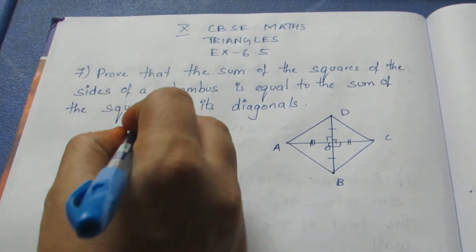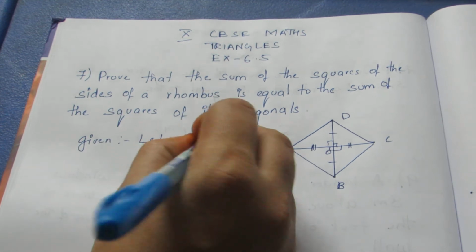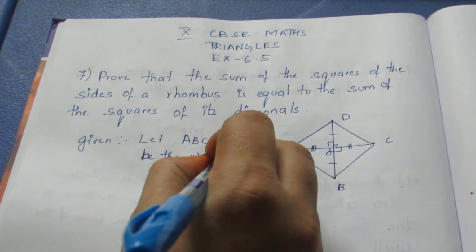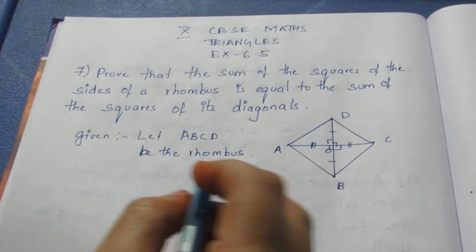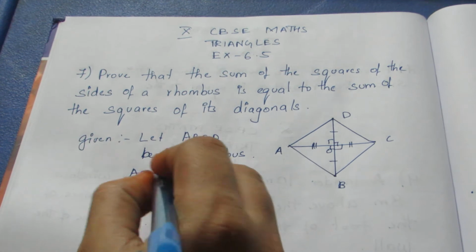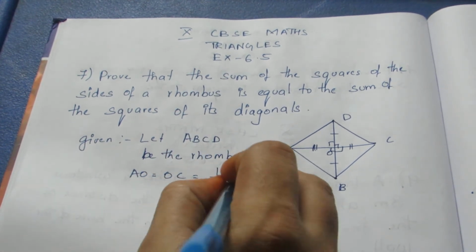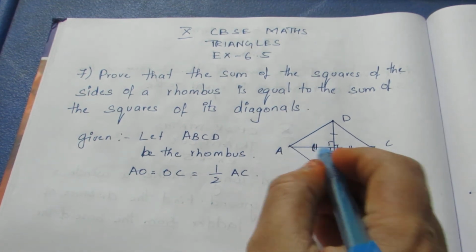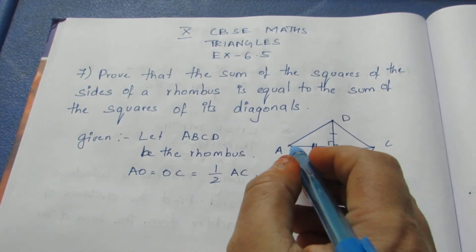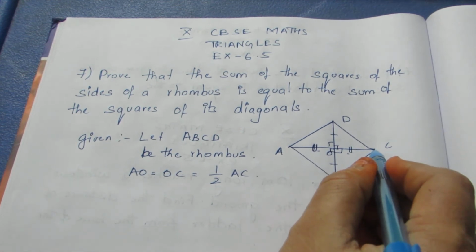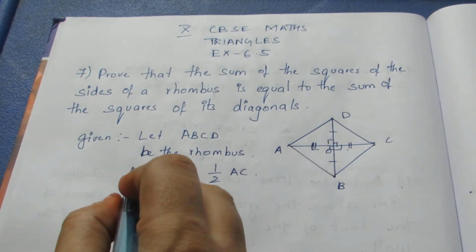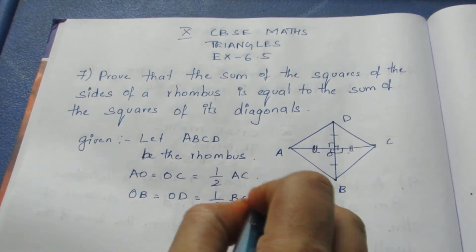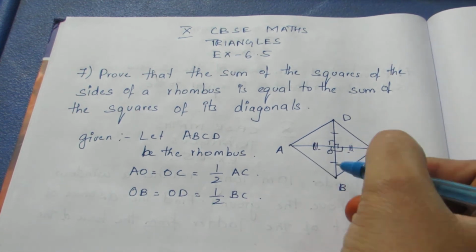Now given, let ABCD be the rhombus. So according to that, we know that AO equal to OC equal to half AC. As the diagonals bisect each other at 90 degrees, AO or OC is equal to half AC. Similarly, OB is equal to OD equal to half BD. These two are equal, so it is equally divided.